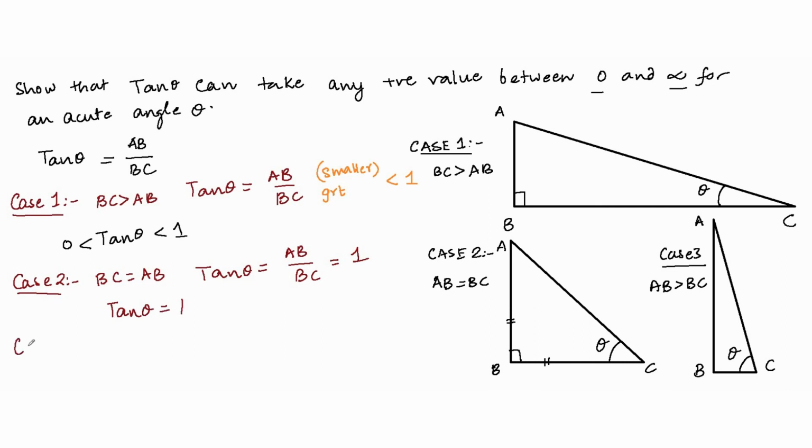And if I were to talk about case 3, in case 3 I have AB greater than BC, which means tan theta is equal to AB divided by BC. AB is the greater side and BC is the smaller side, so the ratio AB by BC is a greater side divided by a smaller side, which is definitely going to be greater than 1. So in case 3, the value of tan theta is greater than 1, and there is no limit to the value of tan theta. It can just keep increasing to any higher value.